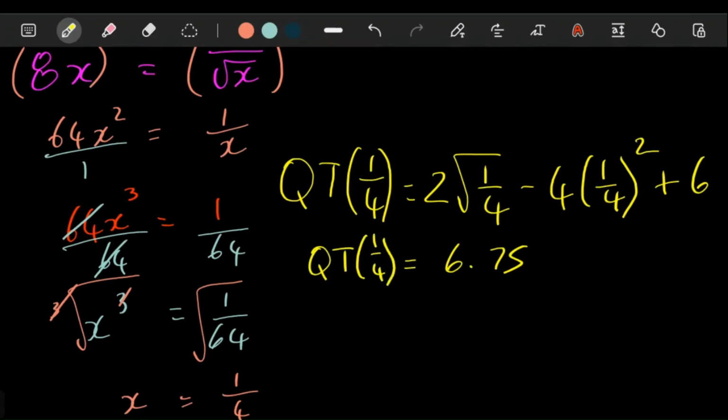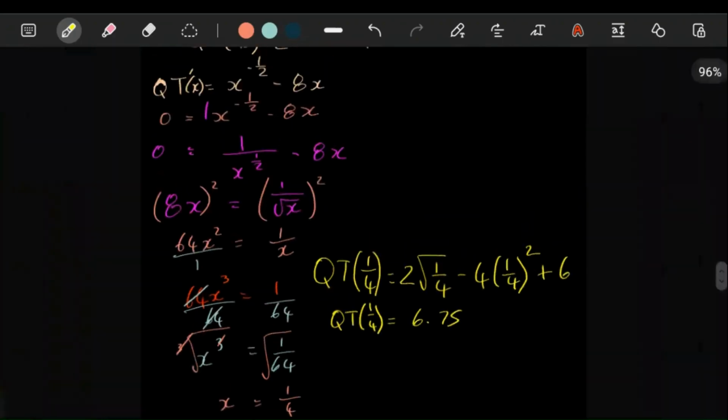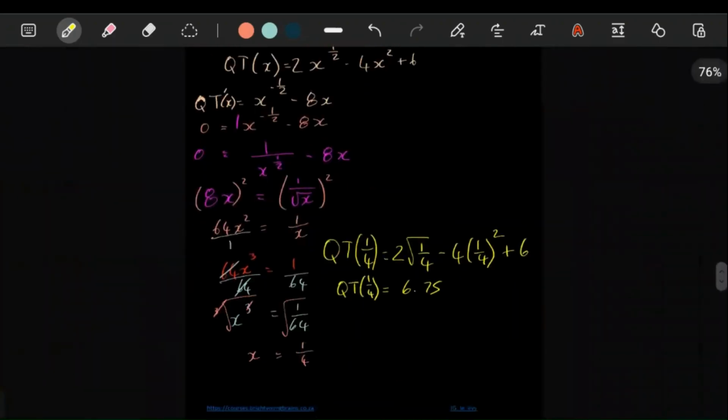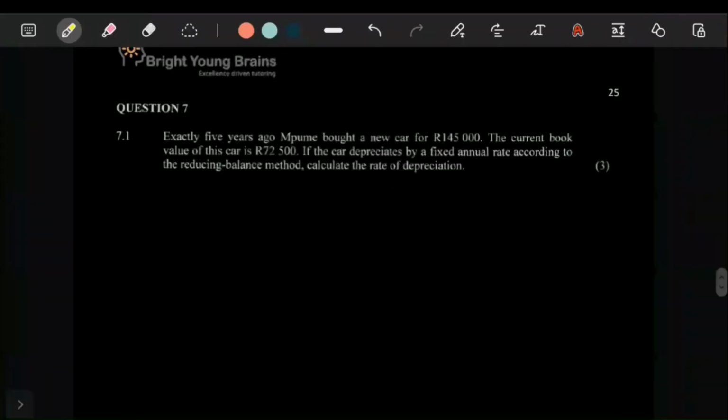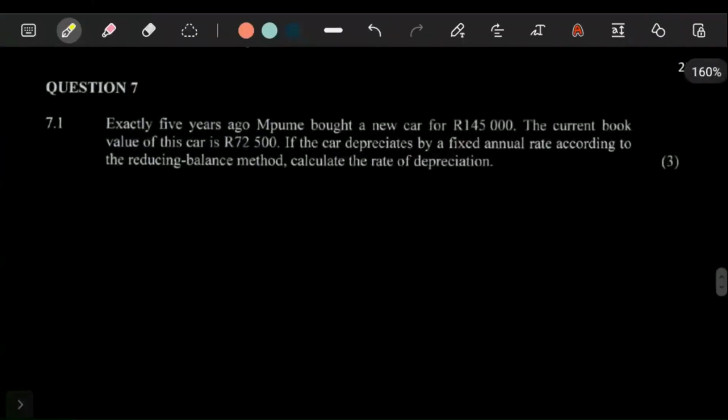You see, so you write this as your answer and then you move on to question number 7. Question number 7, financial mathematics. Says here 7.1, right? Exactly 5 years ago. So they're talking about in the past now. 5 years ago, exactly 5 years ago, Mpume bought a car for 145,000.